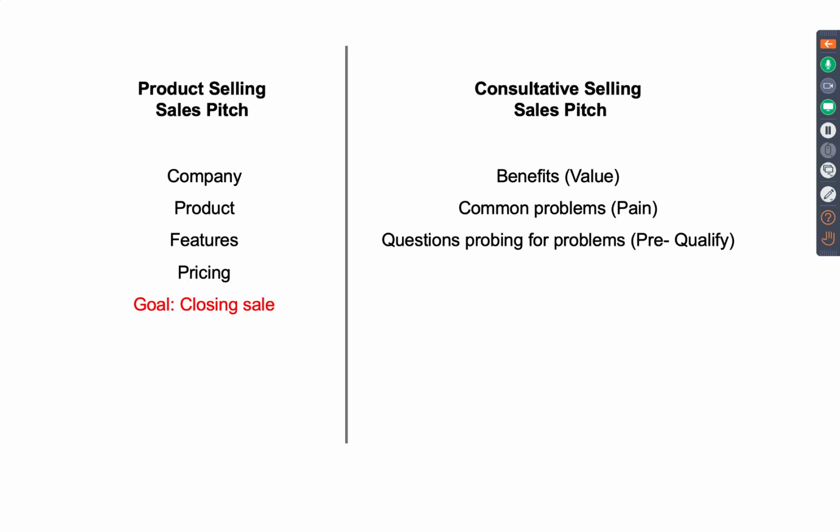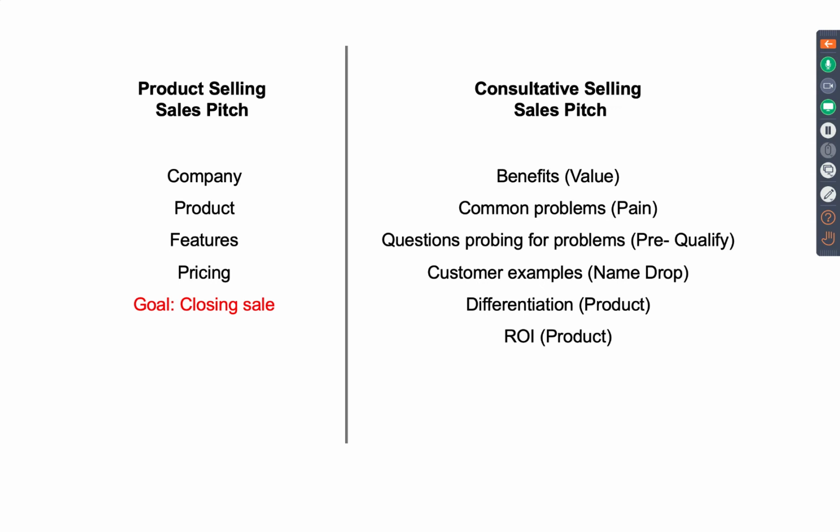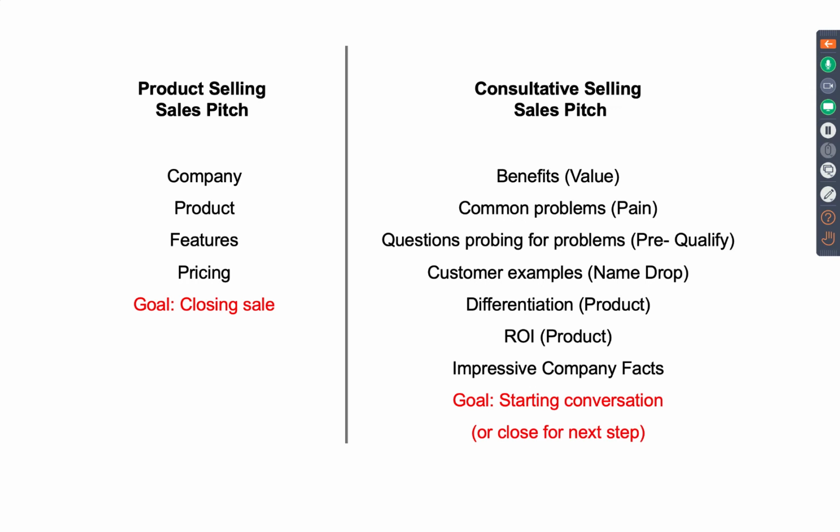The way to develop a good list of questions is to develop some questions that probe for the problems that you help to fix. Sharing some examples of other customers that you've helped, sharing some ways that your product is different from other options on the market, sharing the return on investment that you might help that client to realize, sharing some company facts, some impressive details about your company. And instead of closing for the sale, the close is always for the next step in your sales process. If you're very early in your sales process, the close is simply to start the conversation.